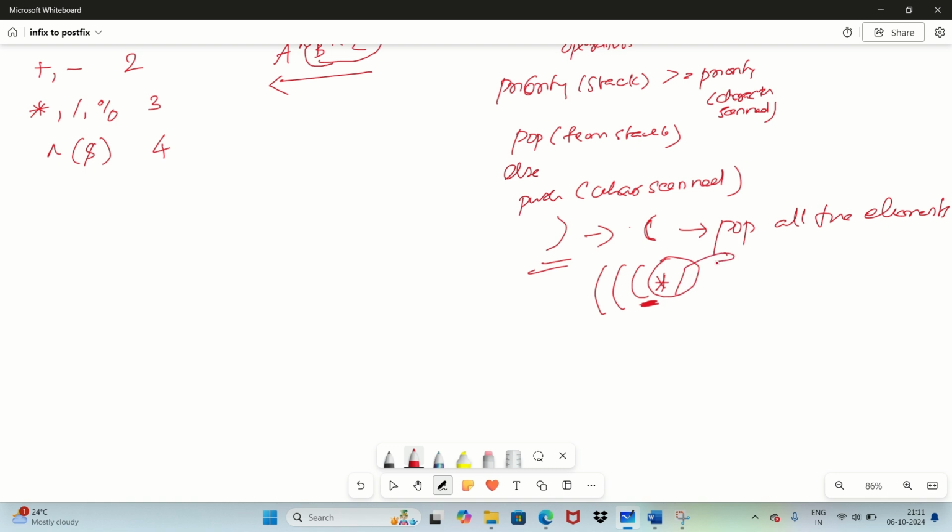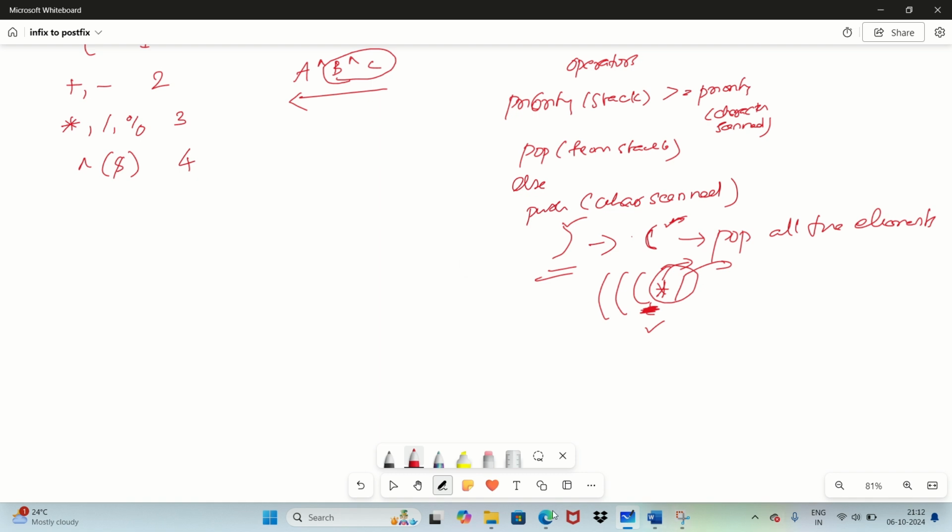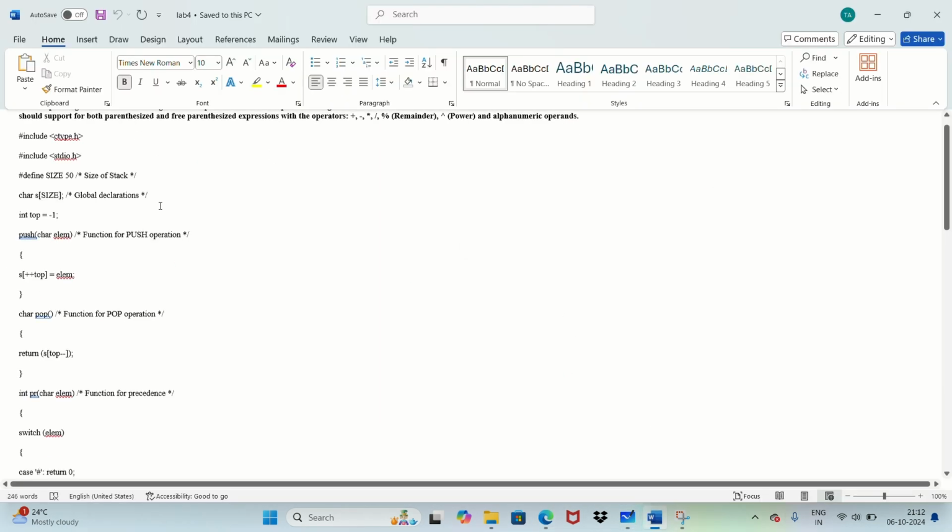First this comes out, slash comes out, then into comes out, and then you ignore this opening brace as well as this closing brace. So that's what we are going to do. We will just see through the program. The program is very easy. So this is the program.